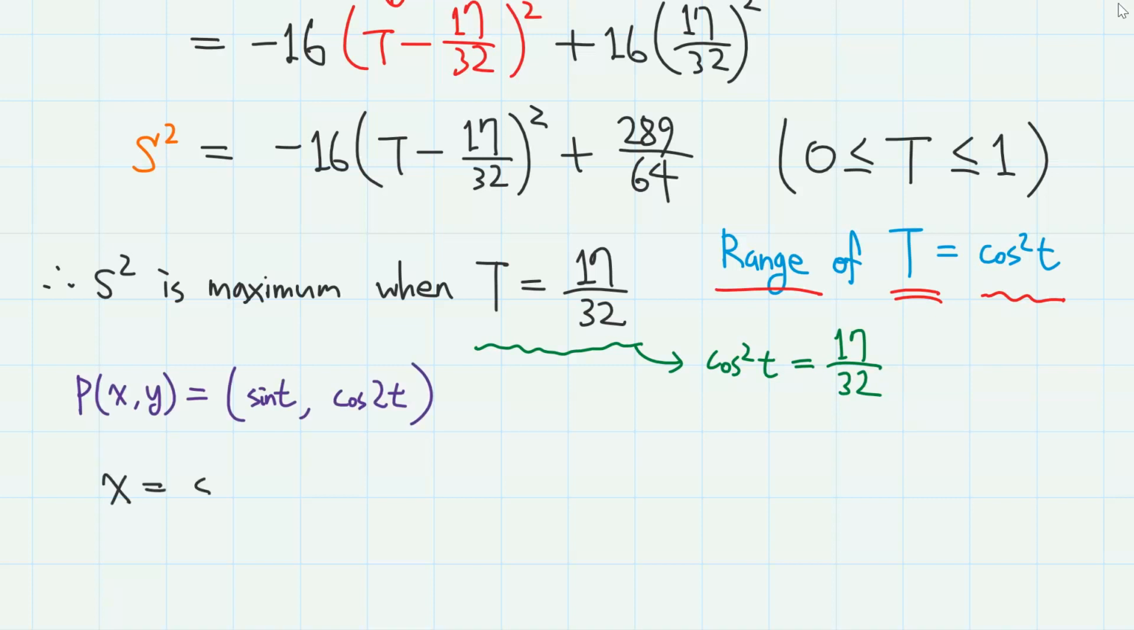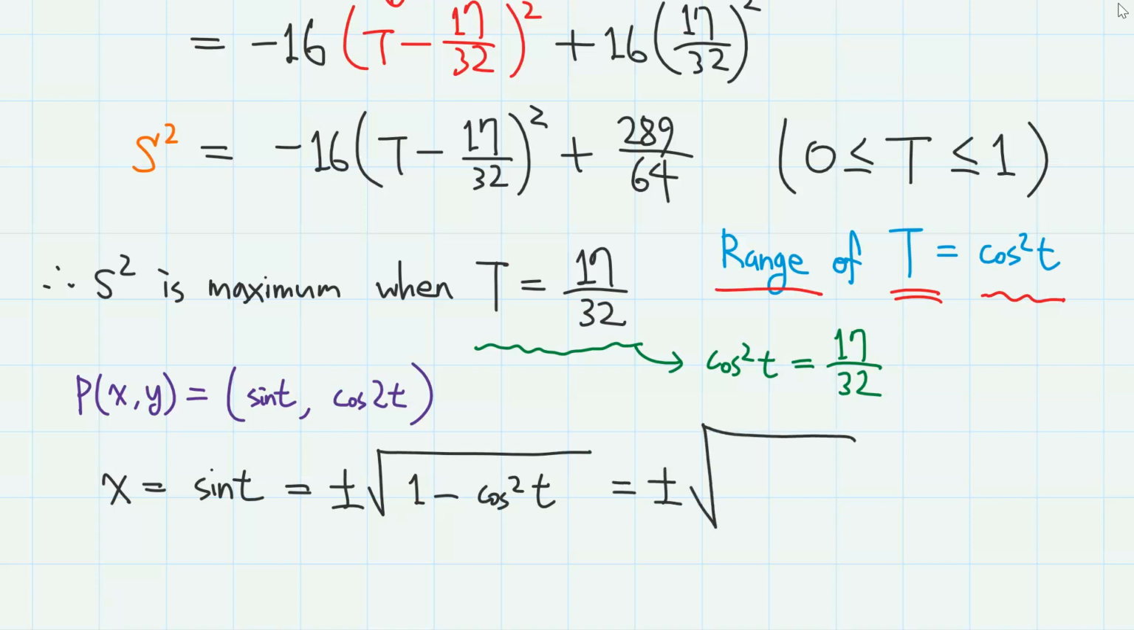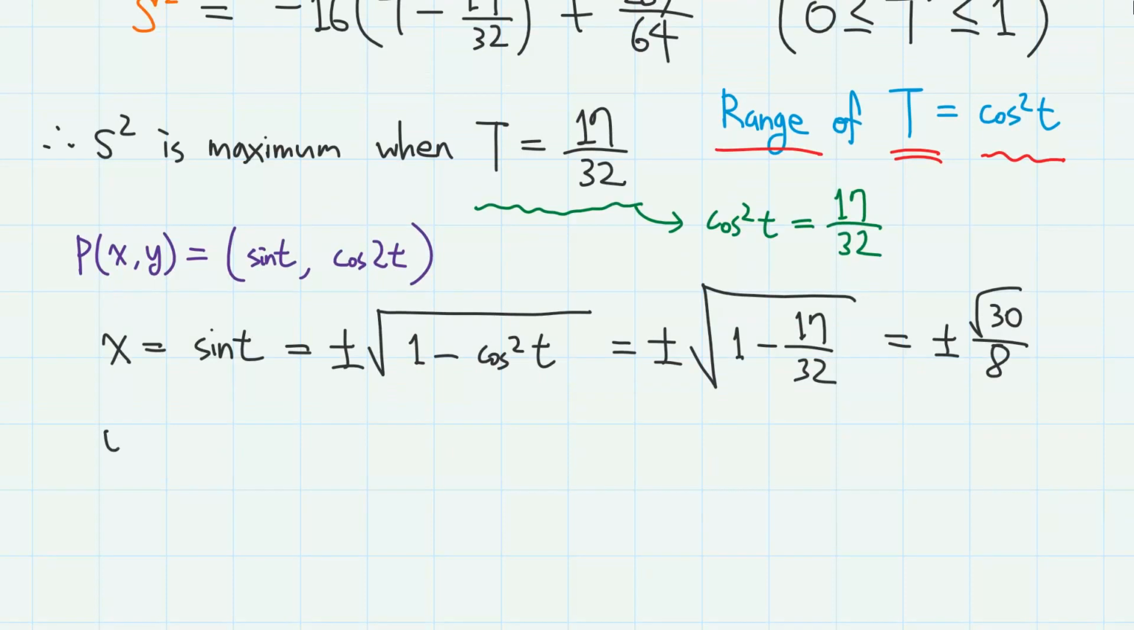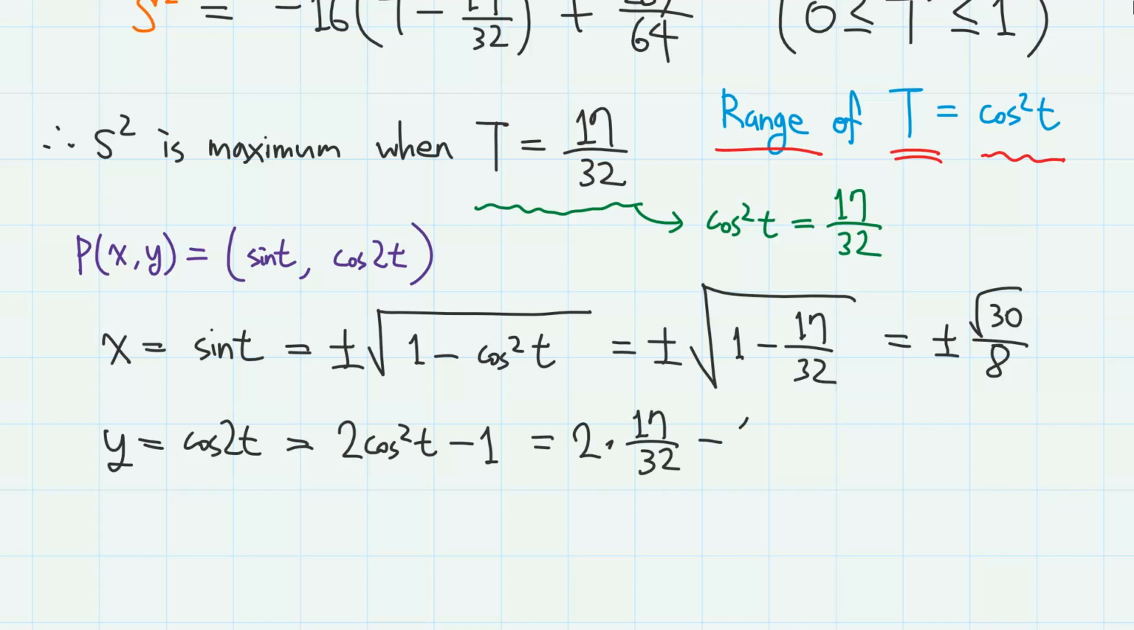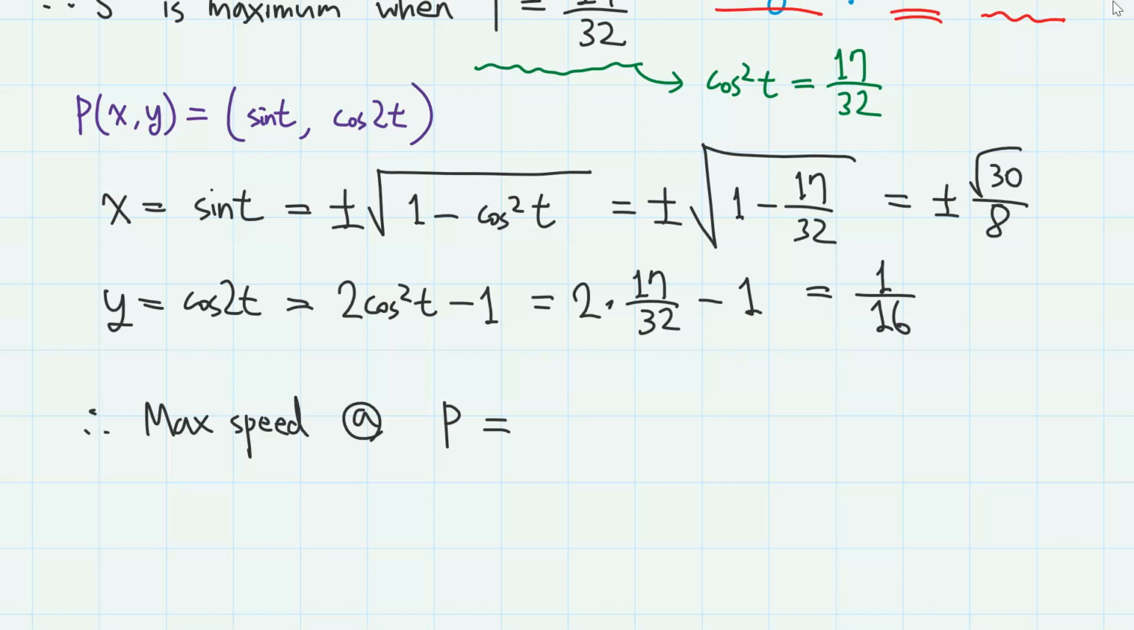So the x coordinate is sine t, which is plus minus square root of 1 minus cosine squared t. So plus minus square root of 1 minus 17 over 32, which gives plus minus square root of 30 divided by 8. And the y-coordinate is given by cosine 2t, which equals 2 times cosine squared t minus 1. So 2 times 17 over 32 minus 1, which is 1 over 16. Therefore, positions for maximum speed are plus minus square root of 30 over 8, 1 over 16.